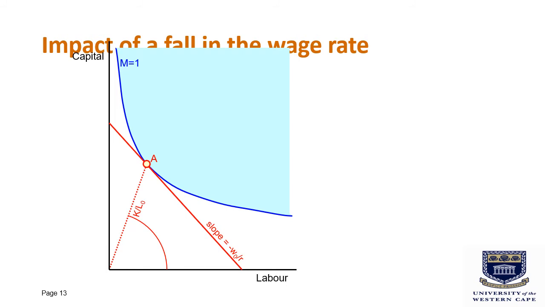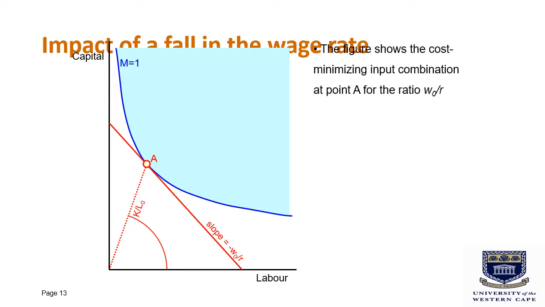On the other side, let's move to what happens if the wage rate falls. So the initial point we are at is A, we're assuming the initial wage was W0, that was the slope of the line, and we had isoquant M equal to 1. Nothing special. So this is the point that we're depicting in terms of our cost minimization point for point A, right? So what happens when wages fall?